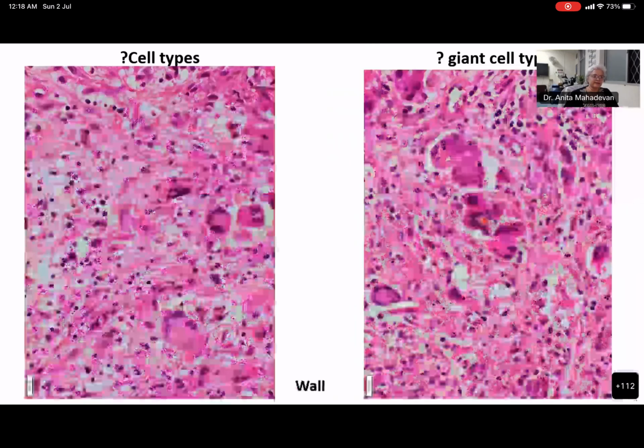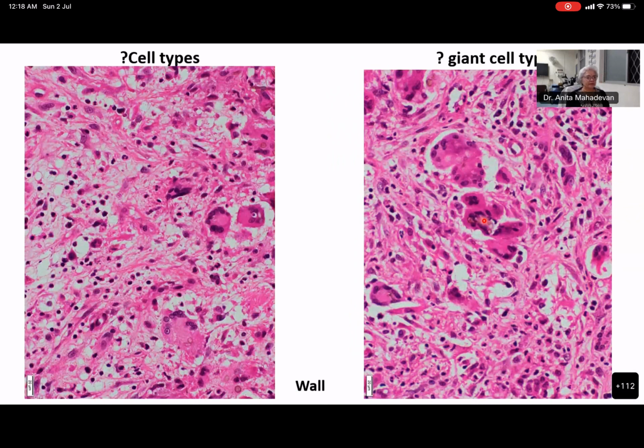So you have liquefactive necrosis, and you want to see the cell type? I'll show you the next slide. What do you think? So this is in the wall. You saw the center first, now you're looking at the wall. Go ahead, sir, describe. Ma'am, multiple giant cells. Very good. Foreign body type giant cells.